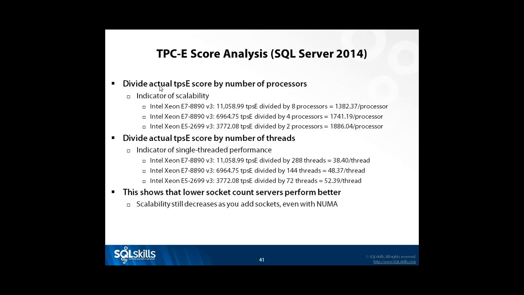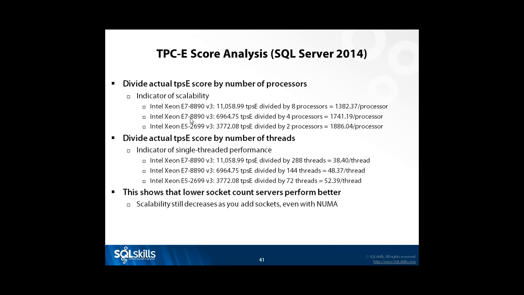And if you take the actual score, which is right here, 11,058, for example, and you divide it by the number of processors in the machine, so it's an 8-socket machine in this case, you get a score right here, 1382 per processor. That's sort of an indicator of the scalability of that processor as you go from 2 sockets to 4 sockets to 8 sockets.